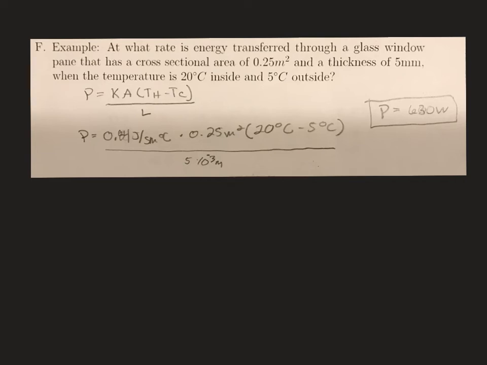In this example problem, we want to know at what rate, so power, that energy is transferred through a glass window pane that has a cross-sectional area of 0.25 meters squared and a thickness of 5 millimeters. And we want to know what this power rate would be when the temperature inside is 20 degrees C and the outside is 5 degrees C.